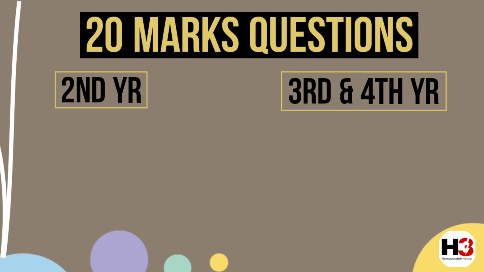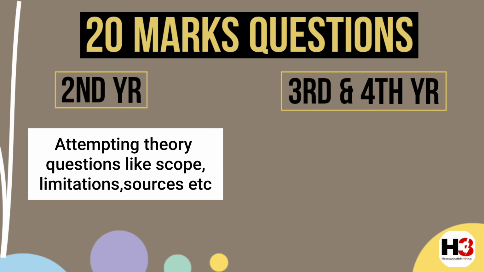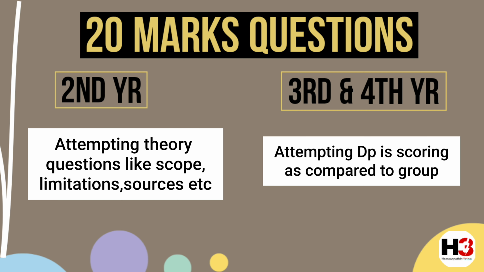Usually for 20 marks, in a second year university exam, we usually get one compulsory question on the theoretical aspect of Materia Medica, which includes the scopes, the limitations, the sources, the types and ways to study Materia Medica. So for second years, this question is definitely worth attempting and quite scoring, because as second year students, we are not so familiar with the drug pictures, and so it's better to attempt these questions. But in the third and the fourth year exams, the drug pictures are quite scoring as compared to the group symptoms.